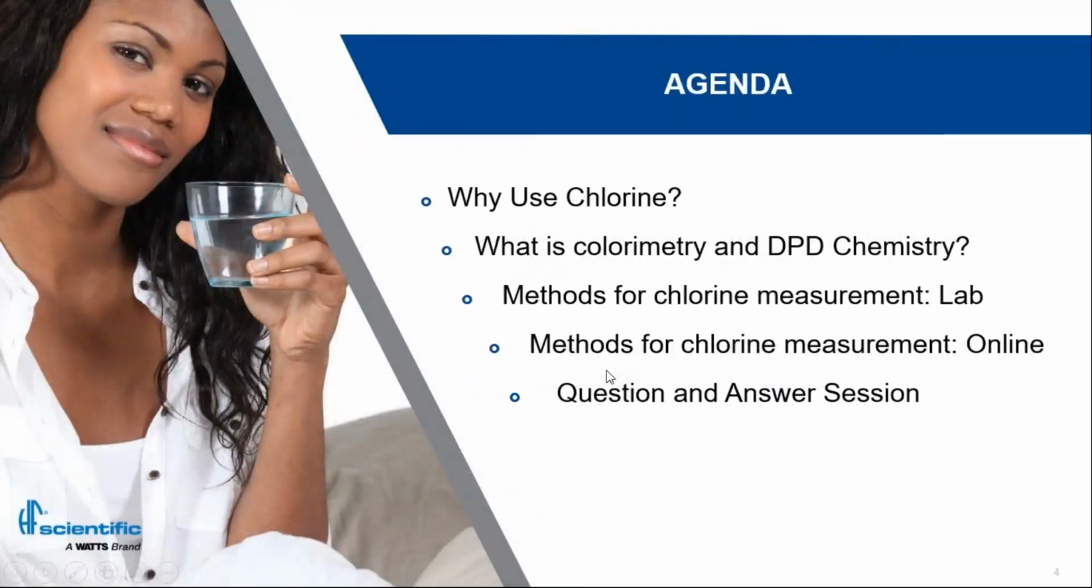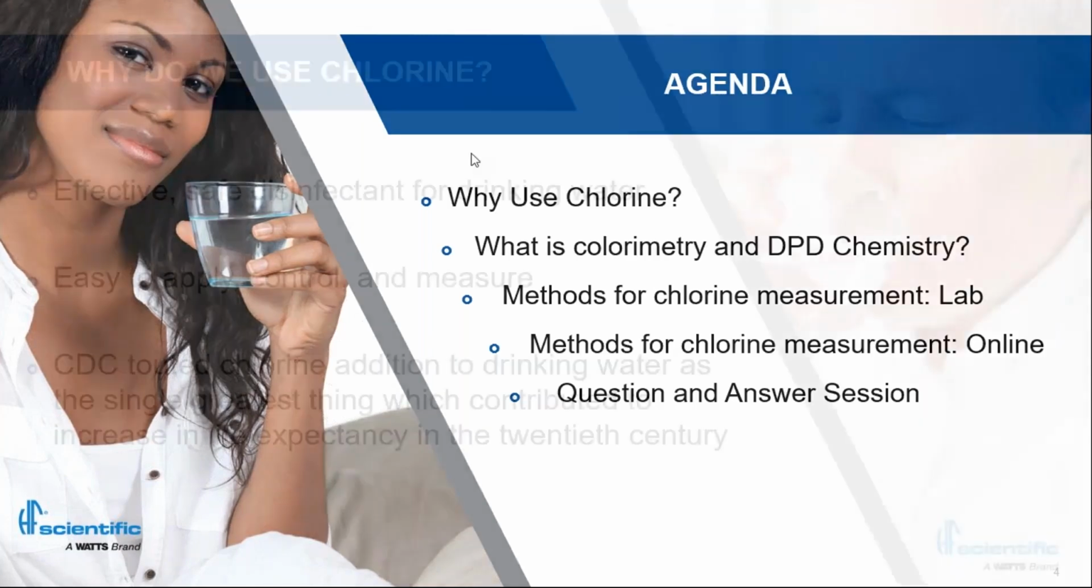And the way we're going to do that is we're going to first discuss why we use chlorine. And then for some background chemistry, we're going to talk about what is colorimetry and how do we use DPD in colorimetry to measure chlorine, the different methods available for chlorine measurement in the laboratory, and the different measurements available for chlorine measurement online or in the process. And then we'll pass it back to Ted for a question and answer session.